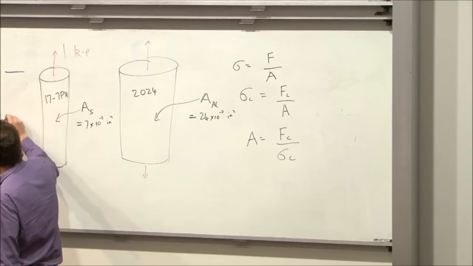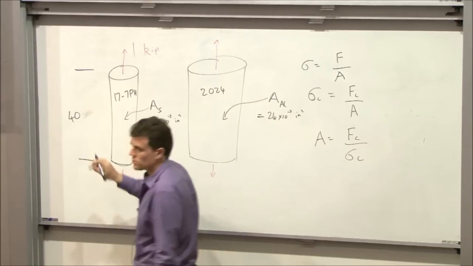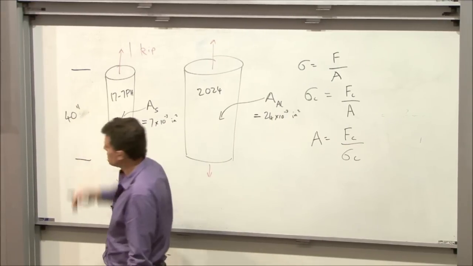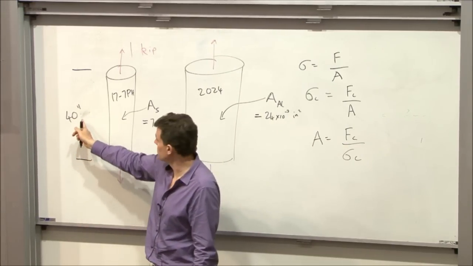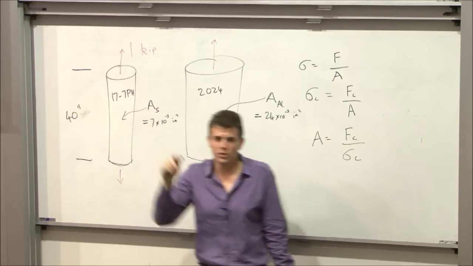So let's say we've got 40 inches. Another way you'll see inches written is you'll often see 2 inverted commas, or double inverted commas, for inches. A single inverted comma means feet.